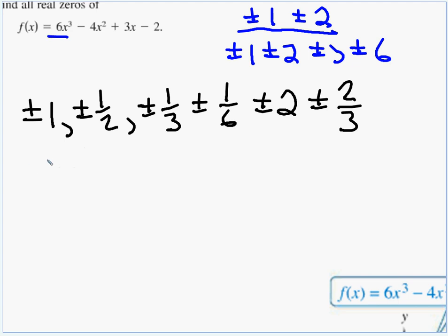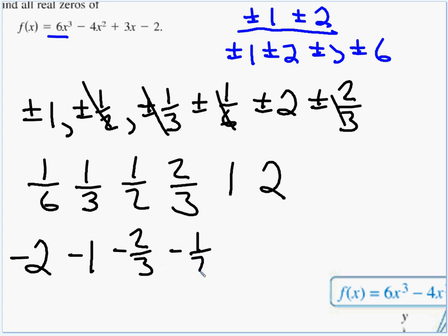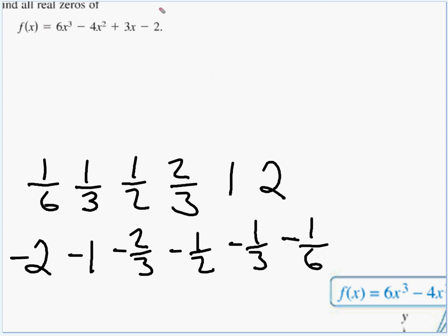So let me even write it like this. I'm going to write them in increasing order here. 1/6, 1/3, 1/2, 2/3, 1 and 2. So there they are in increasing order. And I could do the negatives like this: -2, -1, -2/3, -1/2, -1/3, -1/6. So those are all of our possibilities that could be out there.